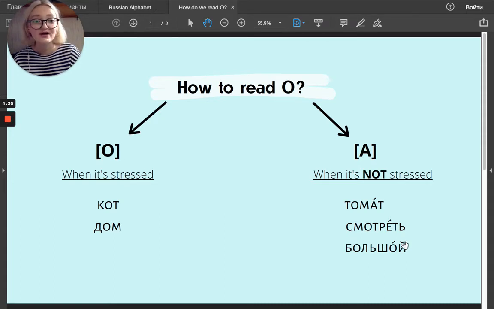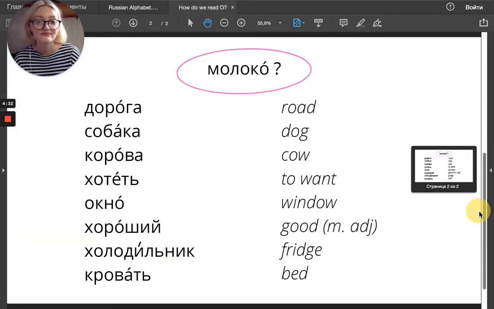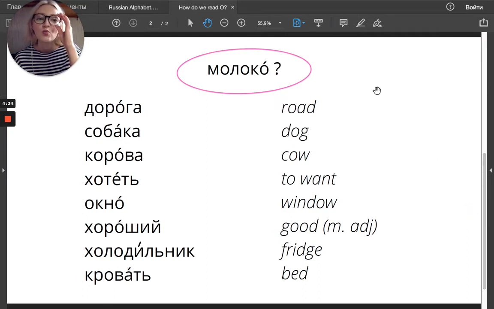I hope everything was pretty clear. And now let's practice more. What do we do when in some particular word we have 2, 3, or 4 O's? Let's look at an example. This word means milk. And how do we read it? You can try first.